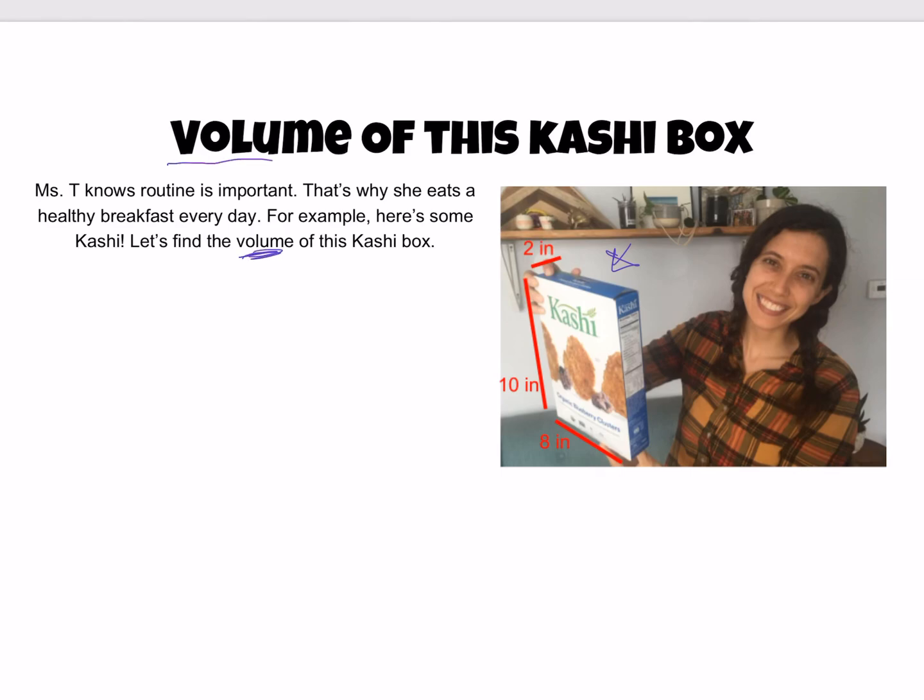Well, volume, I hope that you remember, is the amount of space that an object takes up or the amount of space inside of an object. So I'm going to say space inside of an object.